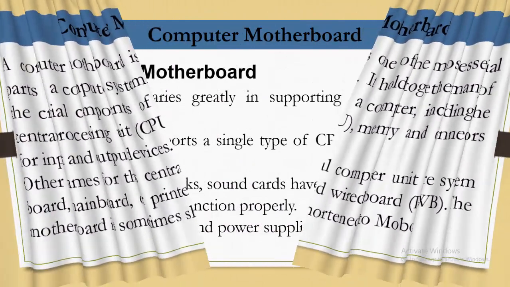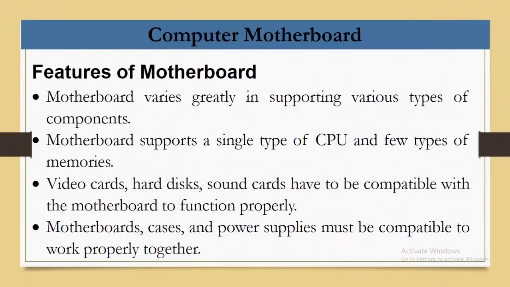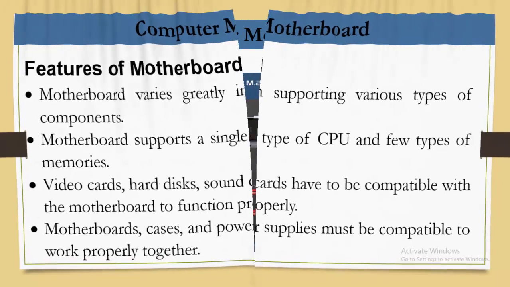The next one is the features of the motherboard. Motherboards vary greatly in supporting various types of components. A motherboard supports a single type of CPU and a few types of memories. Video cards, hard disks, and sound cards have to be compatible with the motherboard to function properly. Motherboards, cases, and power supplies must be compatible to work properly together. Okay, let's go ahead.